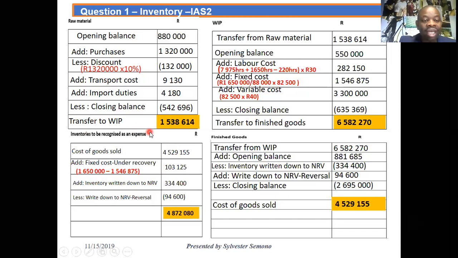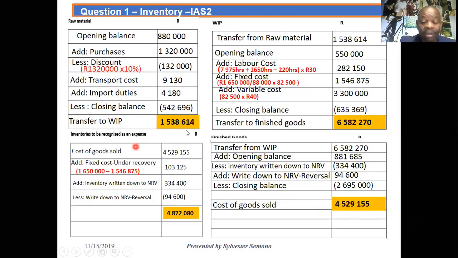I didn't say an inventory to be recognized in the statement of financial position. Okay, so if they asked us for the inventory to be recognized in the statement of financial position, is where we're supposed to compare the cost and the net realizable value. And the lower of the two was supposed to be disclosed under what? The statement of financial position. Here we're talking about the inventory expense, which will be part of the cost in the statement of profit and loss and other comprehensive income.